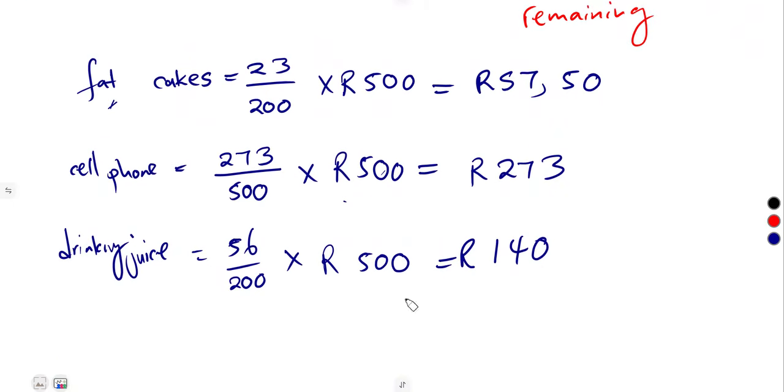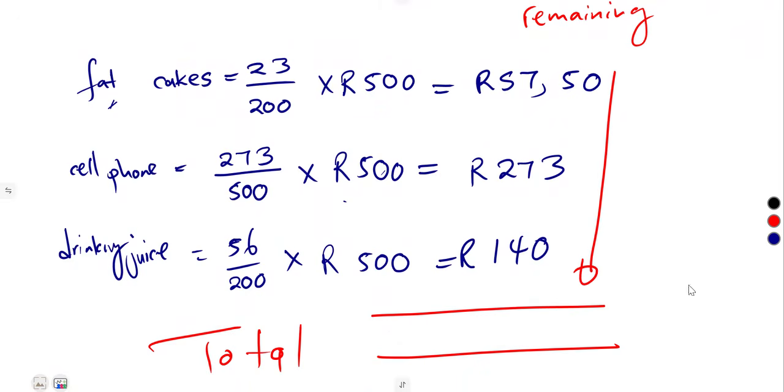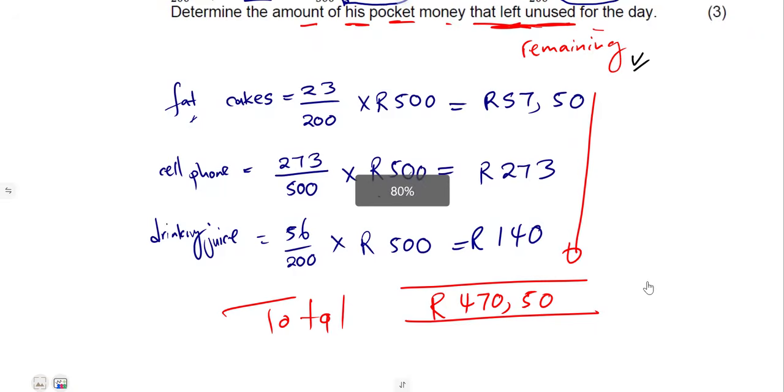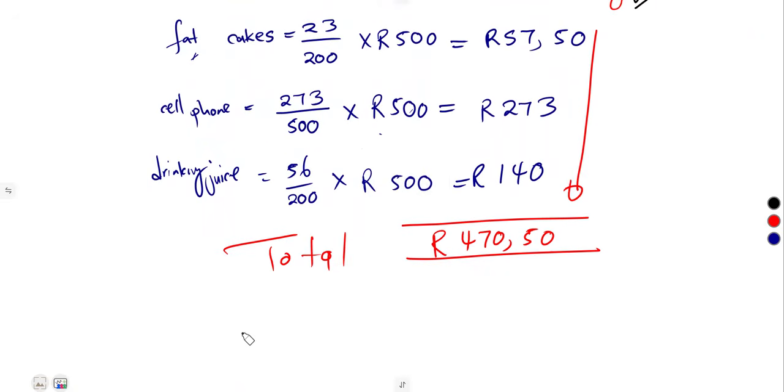So what is the total of what he used? You must have the total of these. All right. So adding these together, we're going to have a total of 470,50 as our total. So what is the remaining? Because the question is asking you about what? The remaining. That is just like a balance. Out of 500, how much is left?